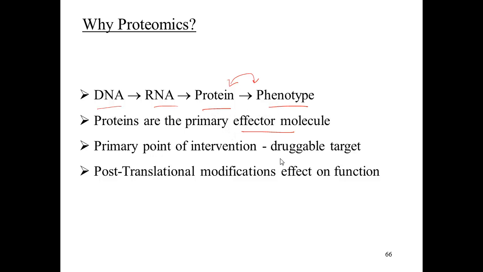Also, we drug proteins. It's the primary way that we intervene in cells. And finally, proteomics allows us to study post-translational modifications, which, for instance, in the case of phosphorylation, can either turn a protein on or off. So whether you have a phosphorylated protein or an unphosphorylated protein is a very important question, not easily answerable by studying the RNA of a cell.